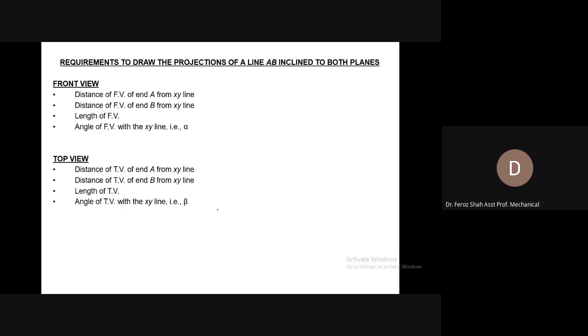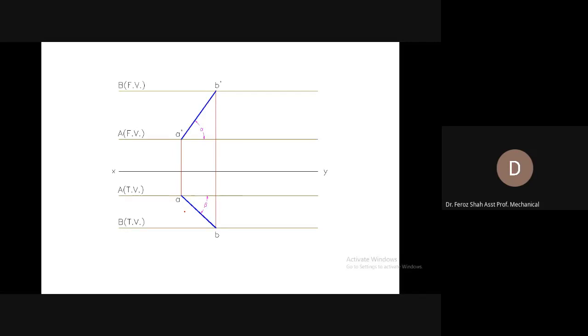Requirement to draw the projections of a line AB inclined to both planes. So the distance of the front view of end A from the XY reference line, distance of the front view of end B from the XY reference line, length of the front view, angle of the front view with the XY reference line, that is alpha, distance of the top view of end A from the XY reference line, distance of the top view of end B from the XY reference line, length of the top view, and angle of the top view with the XY reference line, that is beta. Now these are the requirements.